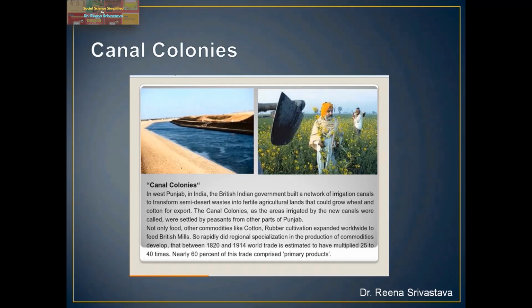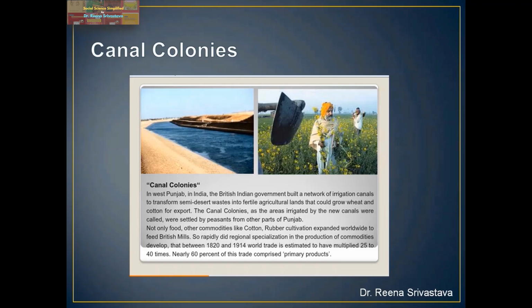Okay, so what happened? The British brought new technology in the form of canal construction. Okay, fine. And they used the local labor, or they brought labor from other parts of India there. Okay, and they started doing farming there. So it was a state controlled farm. Okay, and it was not only food items which were grown in these canal colonies. They used to grow some cash crops also, like cotton, rubber, जिसकी डिमांड पूरी दुनिया में बढ़ रही थी.